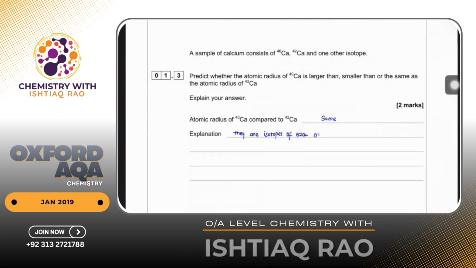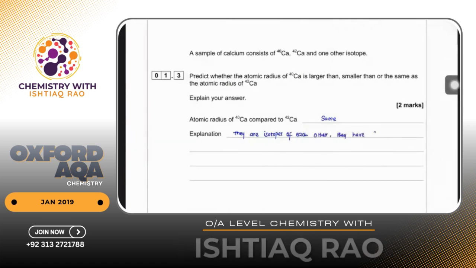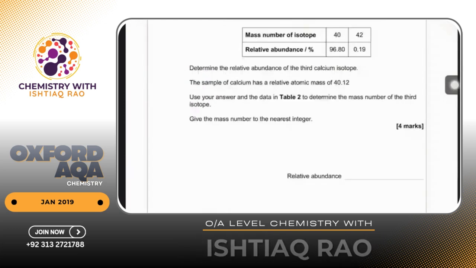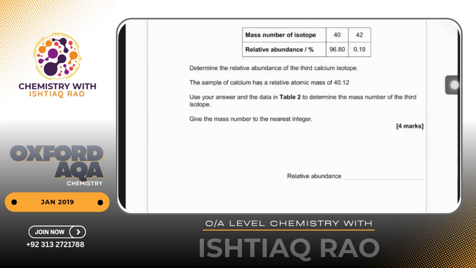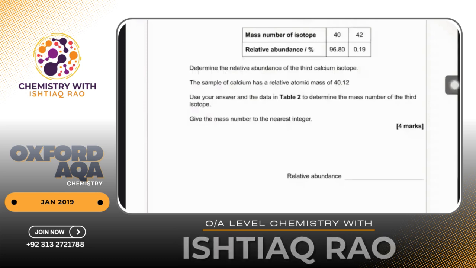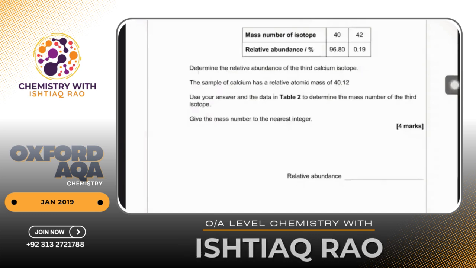So they have the same number of electrons. Okay, this is an easy question.